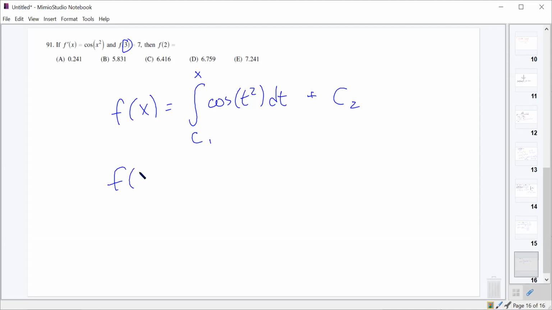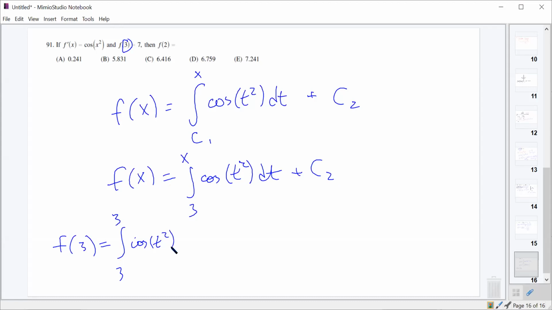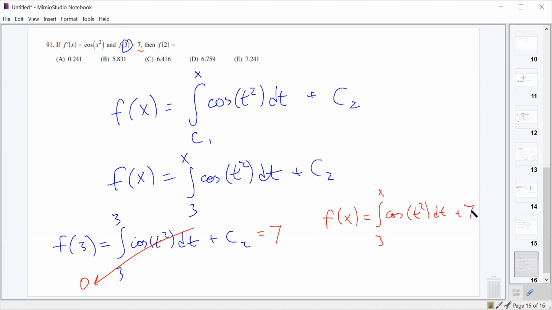So we're going to say that f of x is equal to the integral from 3 to x of cosine of t squared dt plus that other constant. That gives us f of 3 is the integral from 3 to 3 of cosine of t squared dt plus the second constant, and the integral from 3 to 3 should just become 0. So since f of 3 is equal to the second constant, and f of 3 is 7, C2 is 7. We now have the function f of x is the integral from 3 to x of cosine t squared dt plus 7. All we want then is f of 2, so f of 2 ought to be the integral from 3 to 2 of cosine of t squared dt, plus 7 after you do the integral.